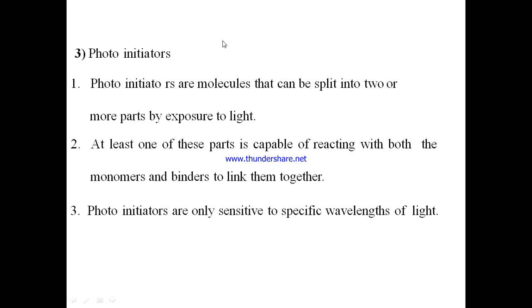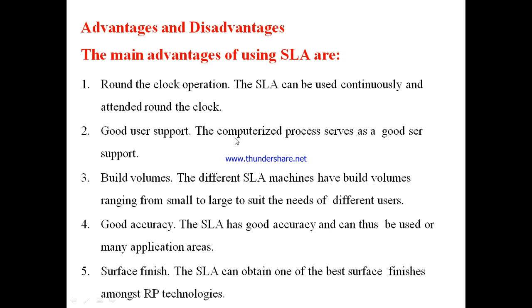Another thing is that a resin consists of photoinitiators. The photoinitiators are molecules that can be split into two or more parts by exposure to light. At least one of these parts is capable of reacting with both the monomers and binders to link them together. Photoinitiators are only sensitive to specific wavelengths of light.